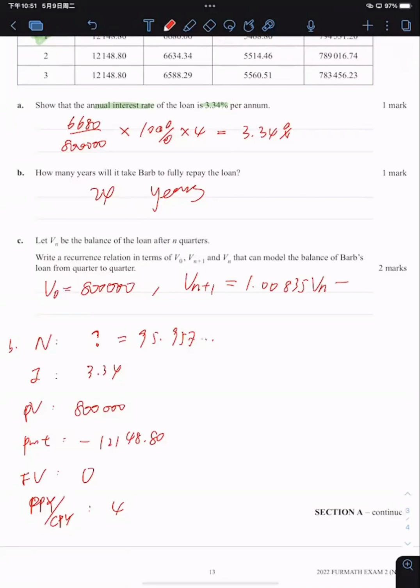And then the repayment. You get less, so you minus 12148.80. This is the full recurrence relation. That's why it comes to 2 marks. Please, for the recurrence relation, we always use decimals, not percentages.